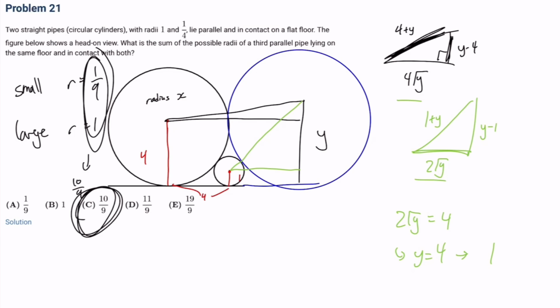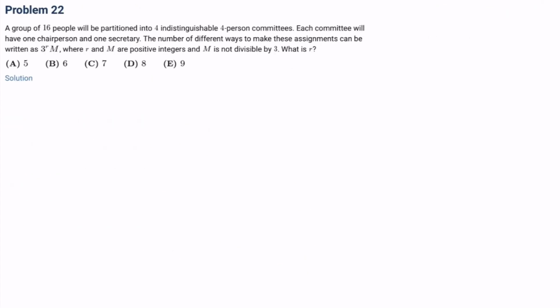Number 22, a group of 16 people will be partitioned into 4 indistinguishable 4-person committees. Each committee will have 1 chairperson and 1 secretary. The number of different ways to make these assignments can be written as 3 to the power of r times m, where r and m are positive integers and m is not divisible by 3. What is r? Okay, so if we want to write the number as 3 to the power of r times m, but m doesn't have 3, that means that we just want the number of 3's in the final value.